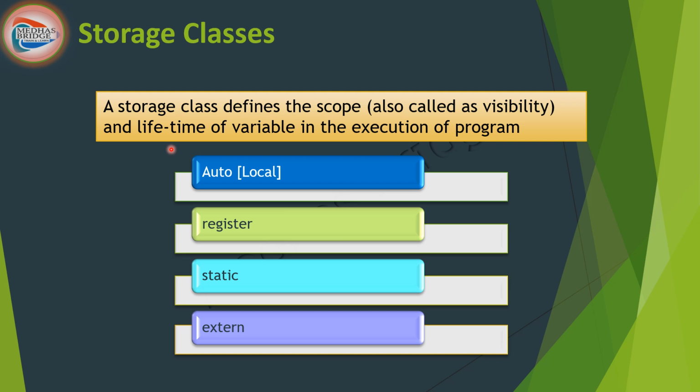So there are four storage classes which we are going to look at in detail. They are auto, also known as local, register, static, and extern. These are the four storage classes which we use in our C programming practices.